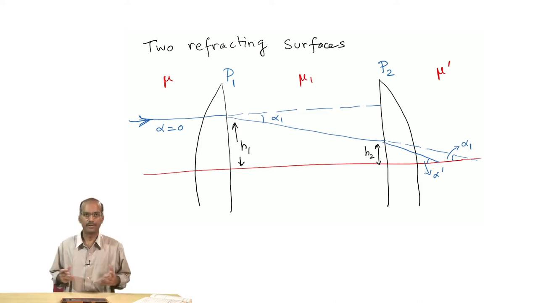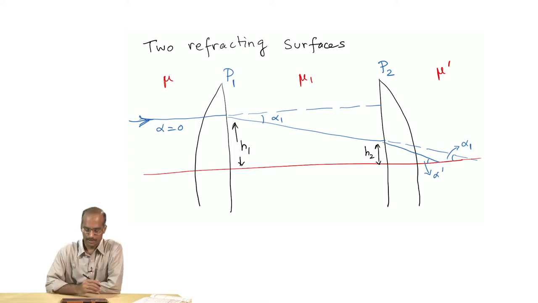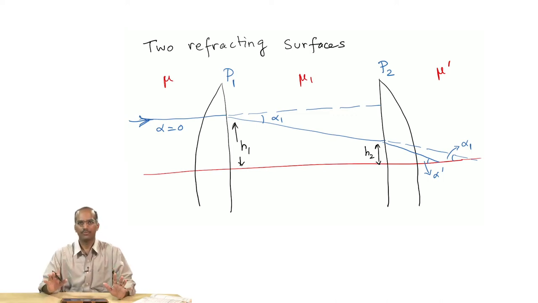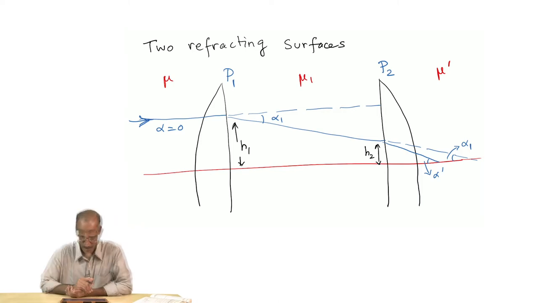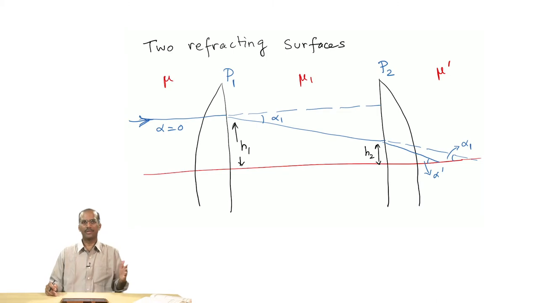So, earlier we dealt with one, now we have two of them, and the powers are specified, P1 and P2. Also we have three different media here: one characterized by refractive index mu, another one which lies in between these two refracting surfaces, and that is mu 1, and there is a third one which we shall call mu prime. As you can see, I assume that there is a ray which is coming really from afar. So, it comes as a plane wave front parallel to the axis which is drawn in red color.